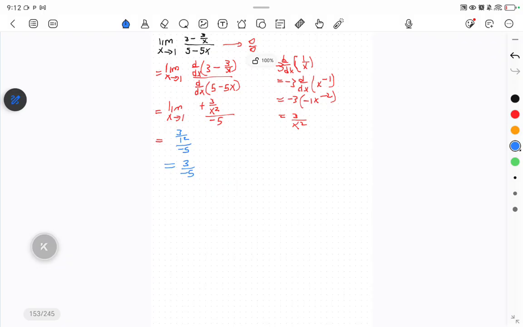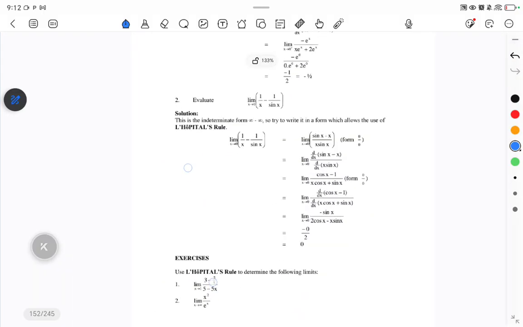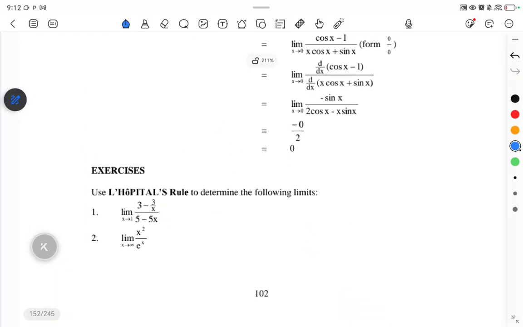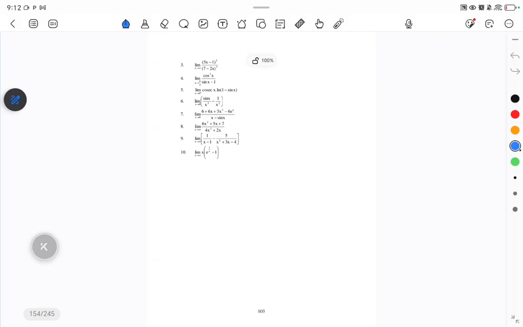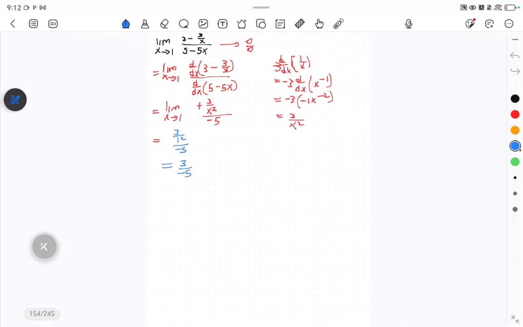For the first one, this will be 3 marks. Then we'll come to the second one. If I plug in infinity, it will be infinity over infinity. Yeah, this one is for infinity over infinity. Let's just go to the ones of infinity over infinity.